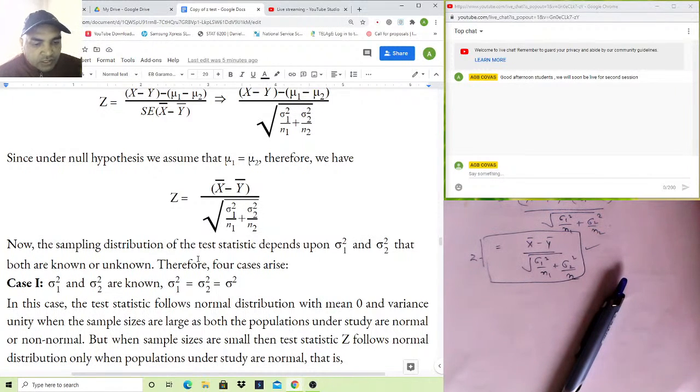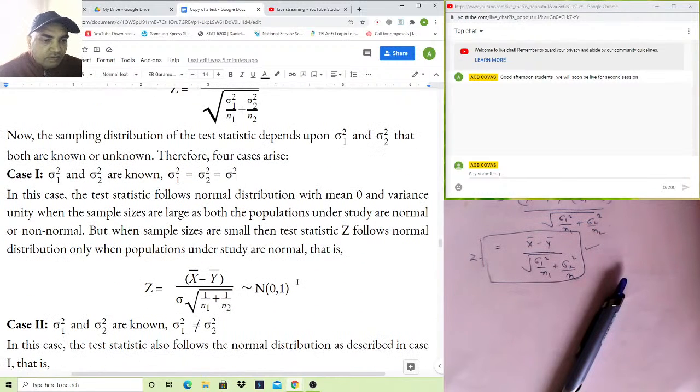So now the sampling distribution of the test statistic will depend upon what? The variance of the first population and the variance of the second population. They may be known or may be unknown. So what will be the first case? Say, for example, that both are known and are equal, these variances.